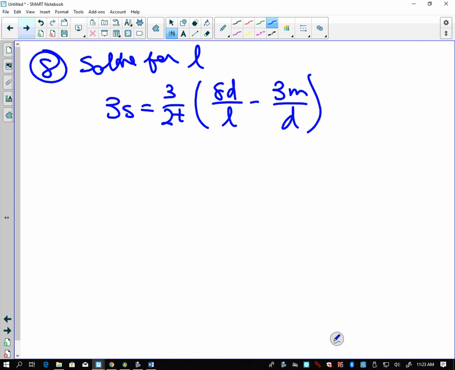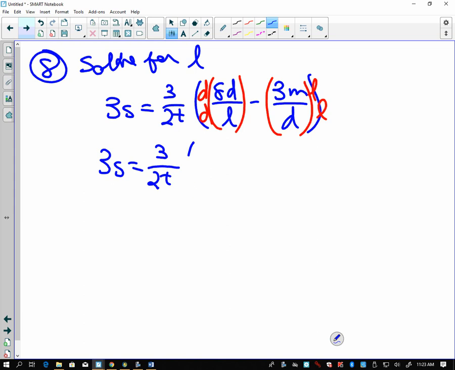All right, so first thing I'm going to work with is inside the parentheses. I've got two fractions I'm trying to subtract. I need a common denominator. The common denominator is dl. Okay, so I bring down, I've got 3s equals 3 over 2t times 8d squared minus 3ml all over dl.